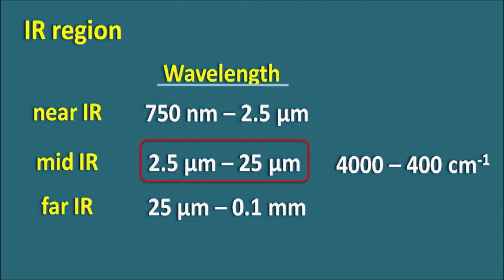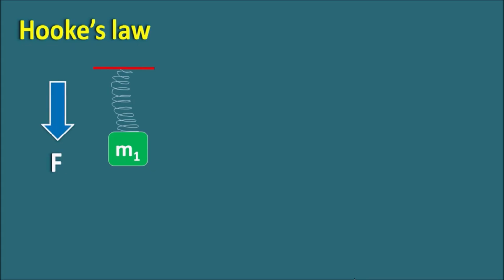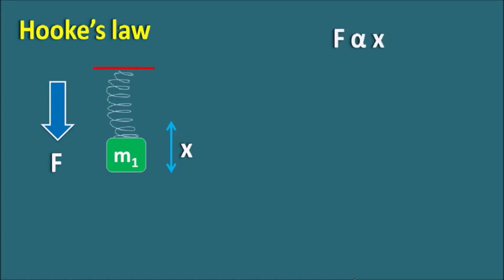the IR absorption. In order to understand the principles of IR spectroscopy, first of all, let us see Hooke's law. What is Hooke's law? Suppose an object of mass m1 is suspended with a spring and we apply a force F on the object in the downward direction. Then the spring is going to oscillate because of the stretching as well as the compression. Suppose the distance it oscillates is x, then according to Hooke's law, the force we have applied is directly proportional to x, the distance it oscillates.